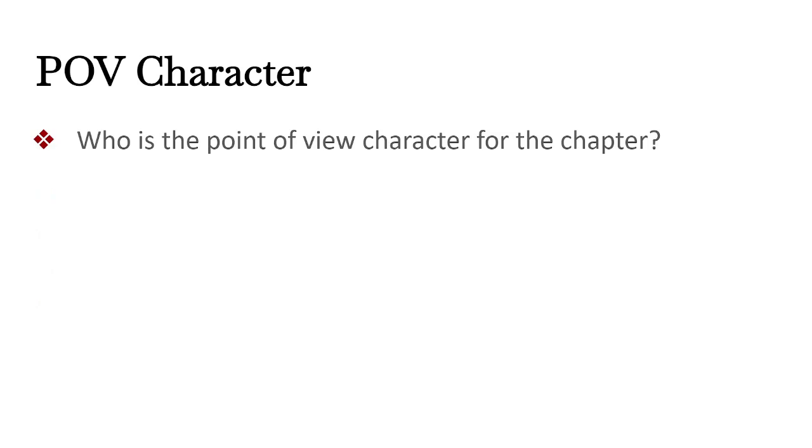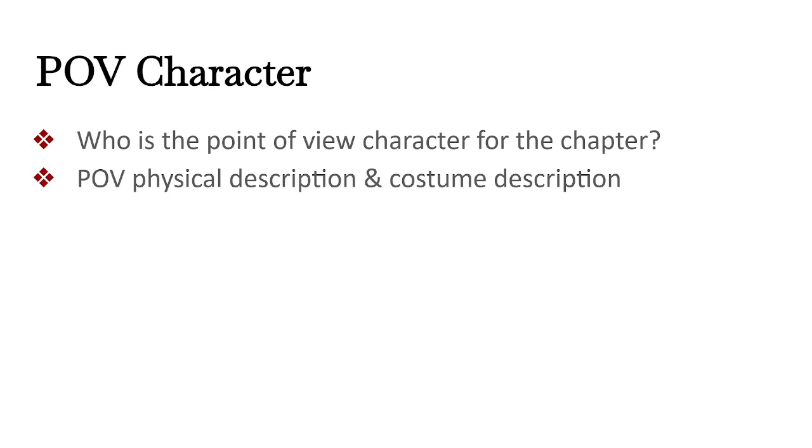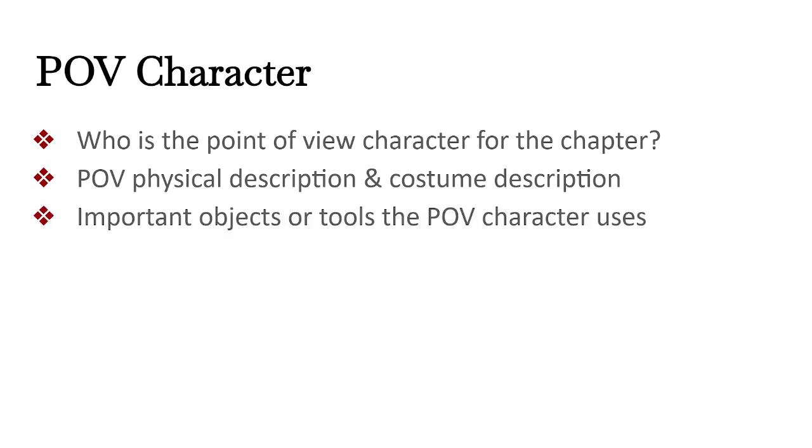So kind of breaking that down, point of view character. Who is the point of view character for the chapter? Typically, you're probably going to only have one. It just makes it easy to track if you are switching point of view characters between your chapters. You want to write down their physical description and their costume description. What do they look like? If they're constantly changing their outfits, it's very useful to keep track of what your character looks like and when they look like that. It's also great to keep track of important objects or tools that the character uses.